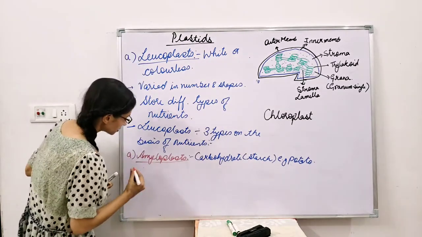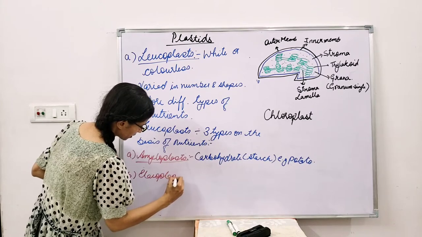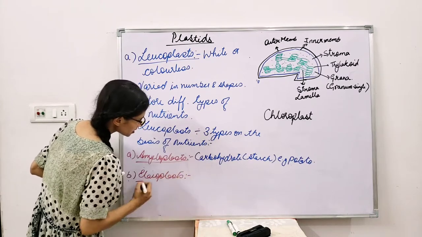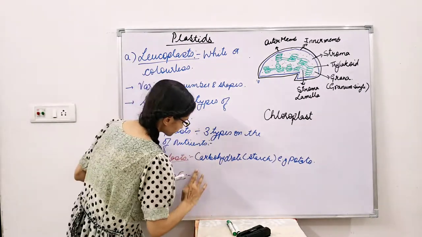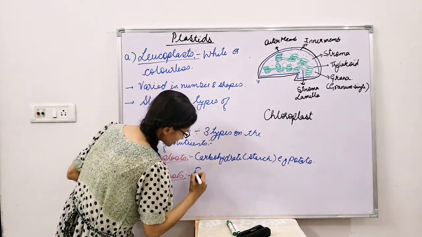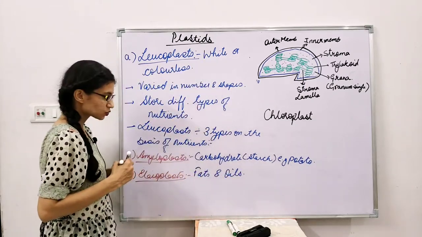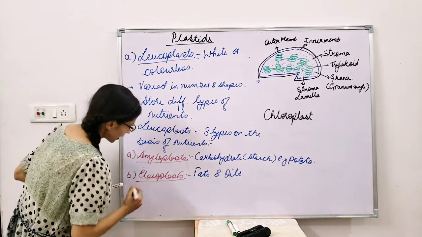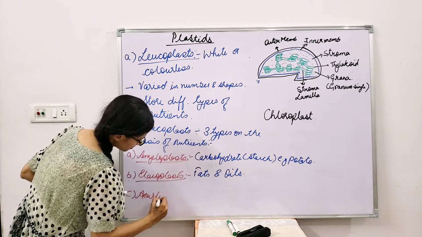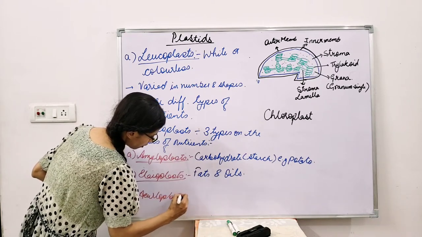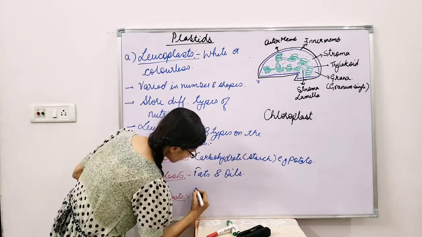On the other hand, the other word is elaioplasts. Now, what does this elaioplast store? Elaioplast actually stores fats and oils. It stores these two things. And the last one, the aleuroplast, what does it store? It stores proteins.